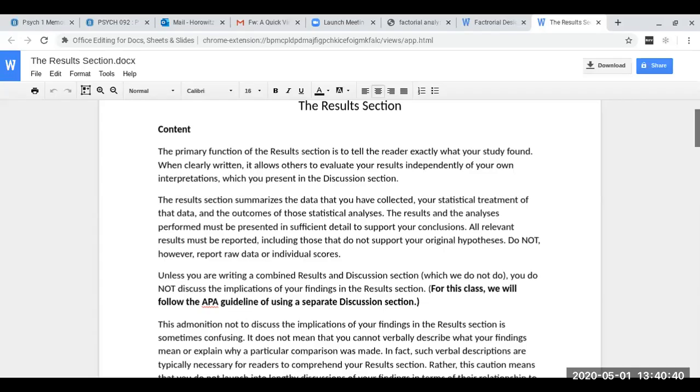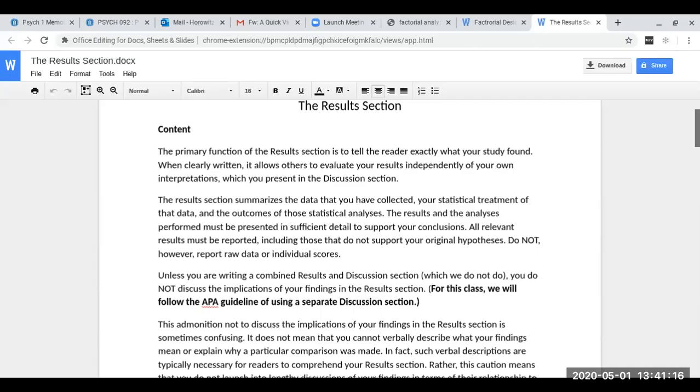The results section summarizes the data you've collected, and it talks about your statistical treatment of that data and the outcomes of those analyses. The results and analyses performed must be presented in sufficient detail to support your conclusions. If you predicted what you got, then the numbers, the p-values and the statistics, will back that up, that there really was a true difference between your groups. Even if you don't get significant results, they all have to be reported. You just don't have to do anything more if there wasn't a significant result.